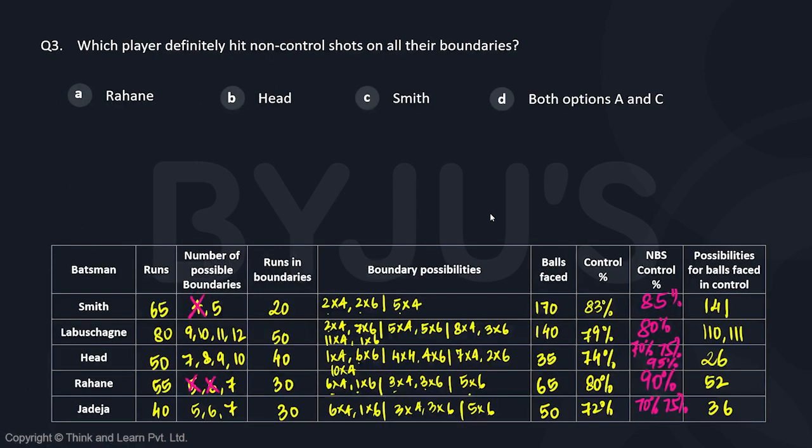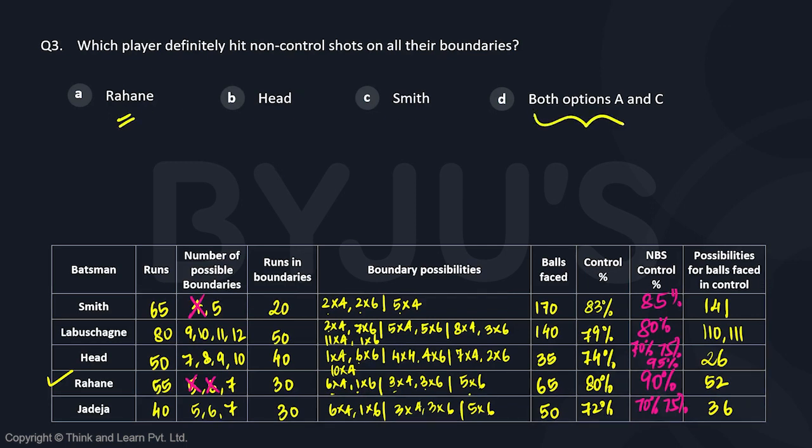Question number 3. Which player definitely hit non-control shots on all their boundaries? So if we look at Rahane, the first option. In the previous question itself, we have seen that for the case of Rahane, all of these 52 balls that he has faced, none of them had a boundary out of it. So all these 52 were there. So Rahane is going to be there.